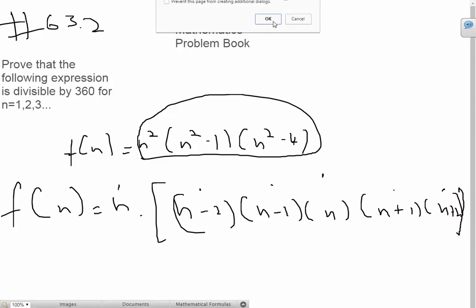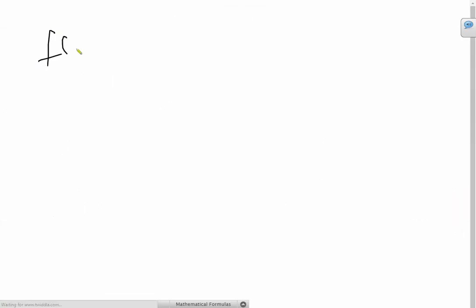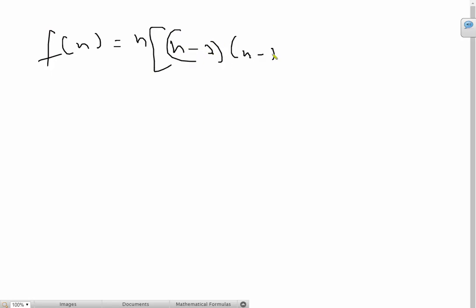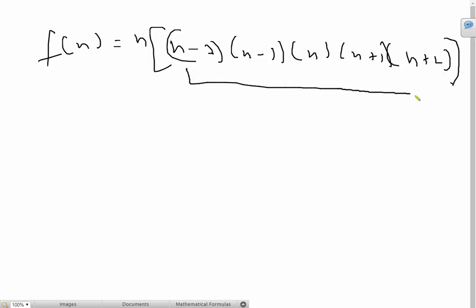So now, let's look at this in a bit more detail. So we have f of n equals n times n minus 2, n minus 1, n plus 1, and finally n plus 2. So this is just the product of 5 consecutive integers.